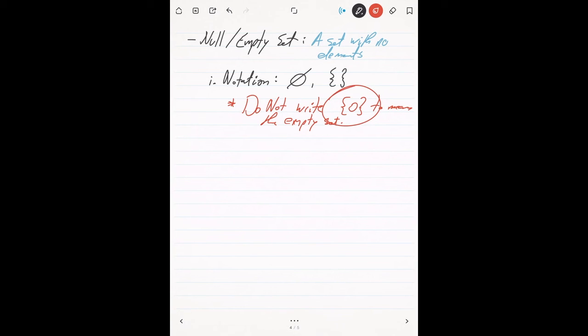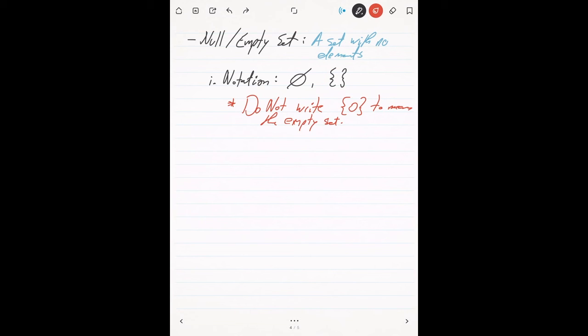This right here is a set with one element in it, the element 0. In counting, 0 means nothing, if we think about it like that. But 0 is a number, just like 1 or 2 or 3, okay? This is a set with one element in it, so it's not the empty set. The empty set literally would have nothing in it.